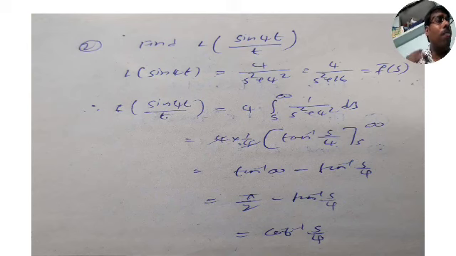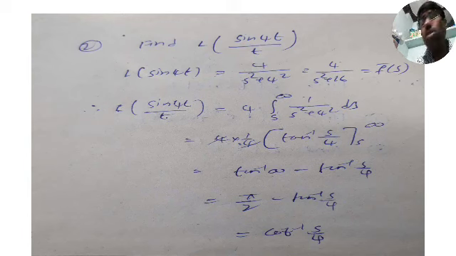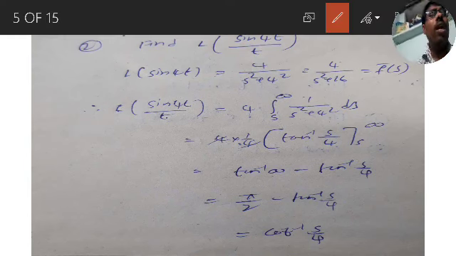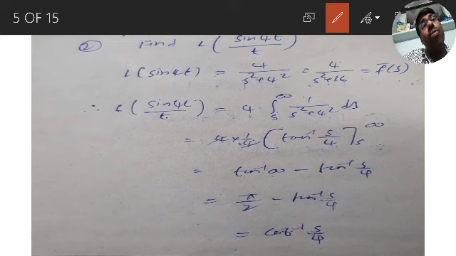Except for the denominator t, what are all the other terms? The other term is sin 4t. Take f of t equal to sin 4t. That's good. Now find f bar of s, that is L of f of t. What is L of f of t? That is L of sin 4t.